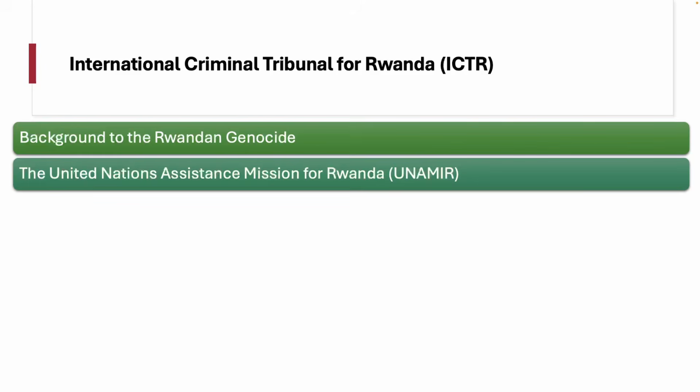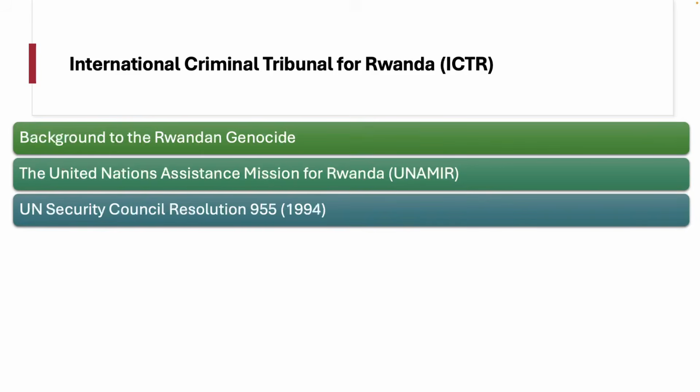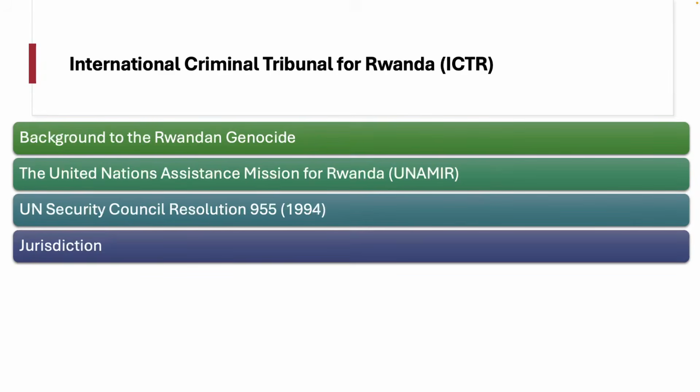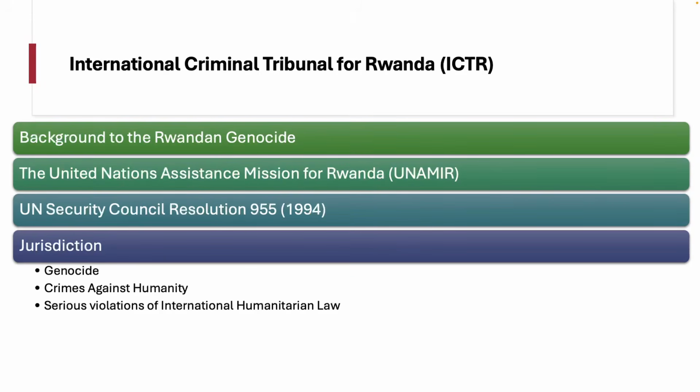And it was only really towards the end of the genocide that the more robust response came from the United Nations and the international community. And this is seen in, specifically, UN Security Council Resolution 955 of 1994, which establishes the International Criminal Tribunal for Rwanda. It establishes the ICTR with jurisdiction over the crime of genocide, crimes against humanity, as well as serious violations of international humanitarian law, similar kinds of crimes to that of the ICTY.